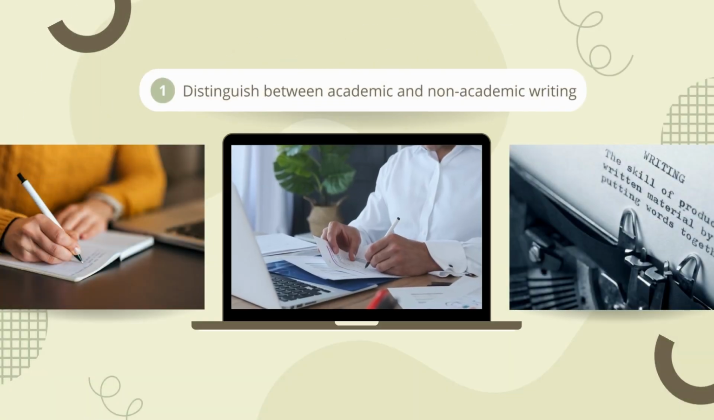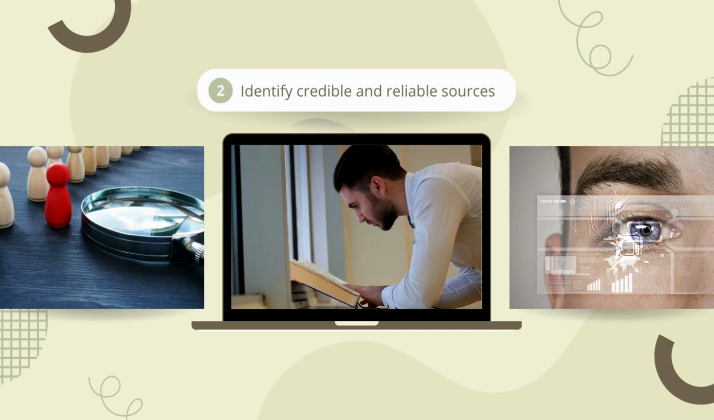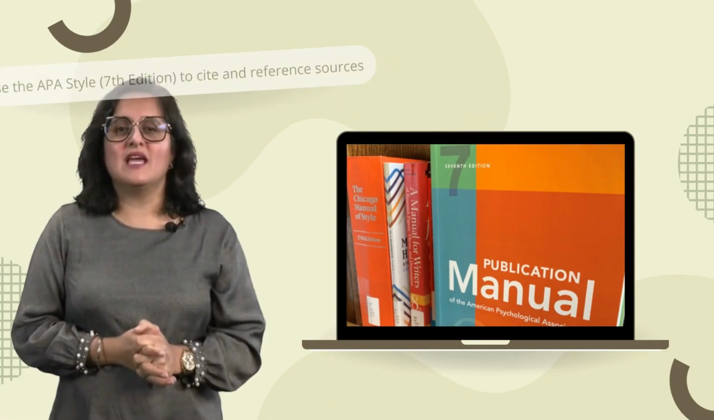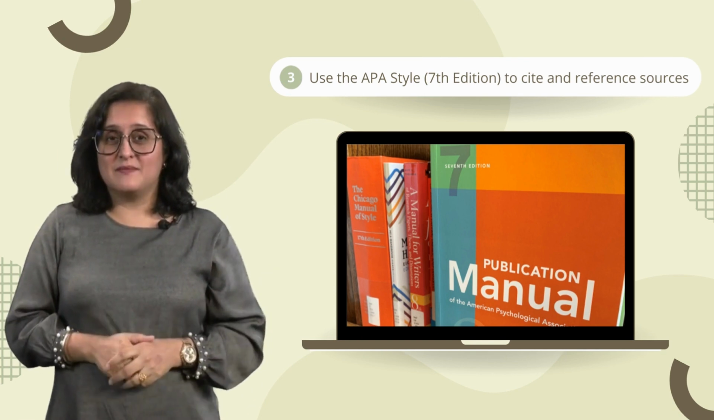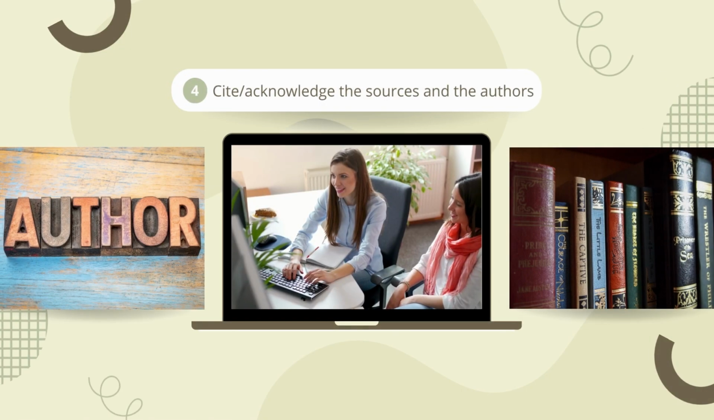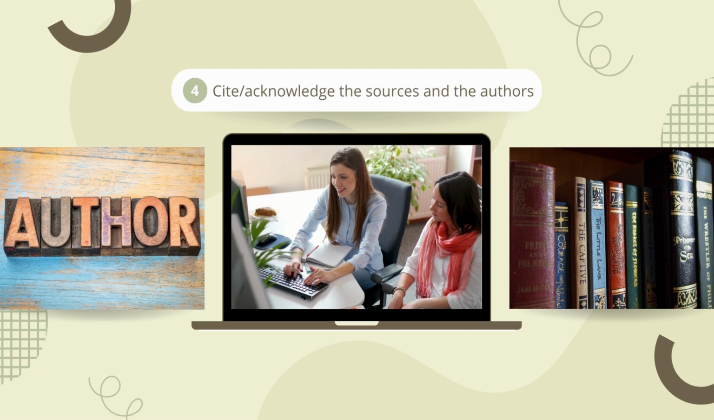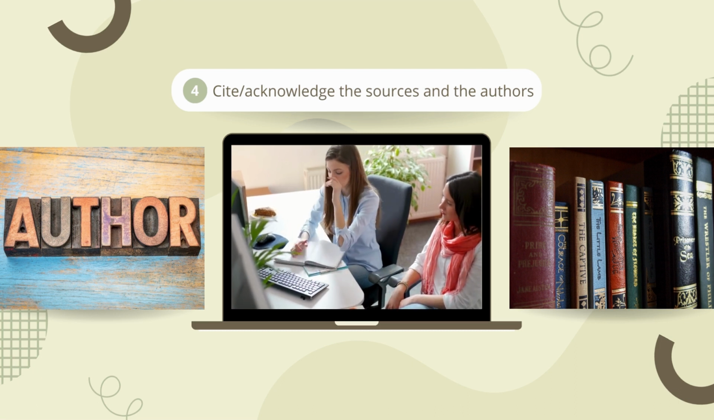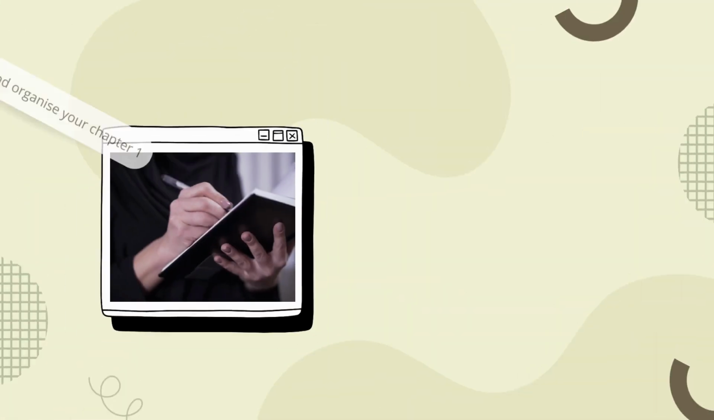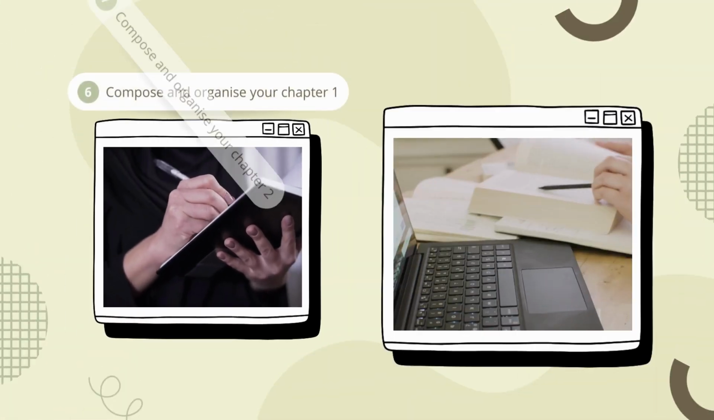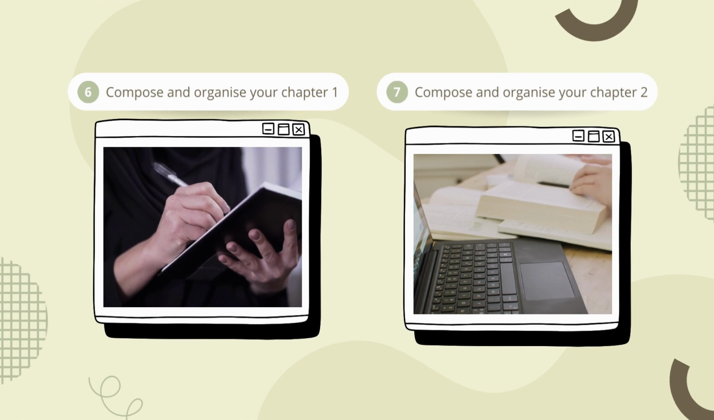In this course, you learn to distinguish between academic and non-academic writing, identify credible and reliable sources, use the APA style 7th edition to cite and reference sources, cite and acknowledge the sources and the authors that you'll be mentioning in your project paper, use citation techniques to prevent plagiarism, compose and organize your chapter 1, compose and organize your chapter 2.